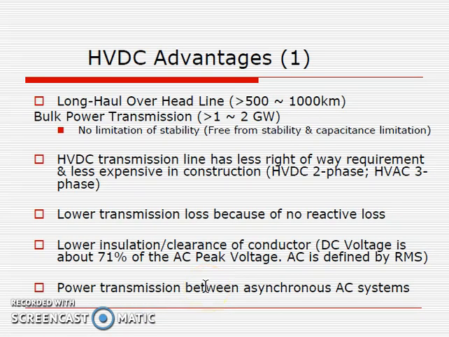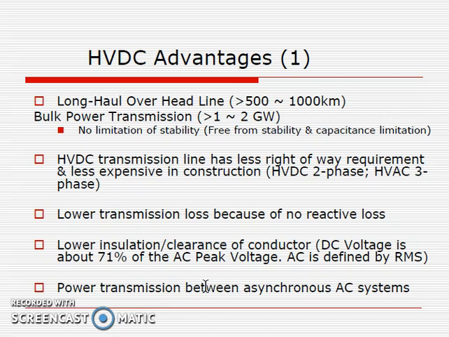What are the advantages of the HVDC systems? A long overhead line, above 500 kilometers, near to 1000 kilometers. The bulk power transmitted is near 1 to 2 gigawatts. No limitation of stability, free from stability and capacitor limitations. HVDC transmission line has less right of way requirement and less expense in construction. HVDC needs only two conductors, one is the phase and the second one is the neutral. And HVAC requires three phases, R, Y, B.